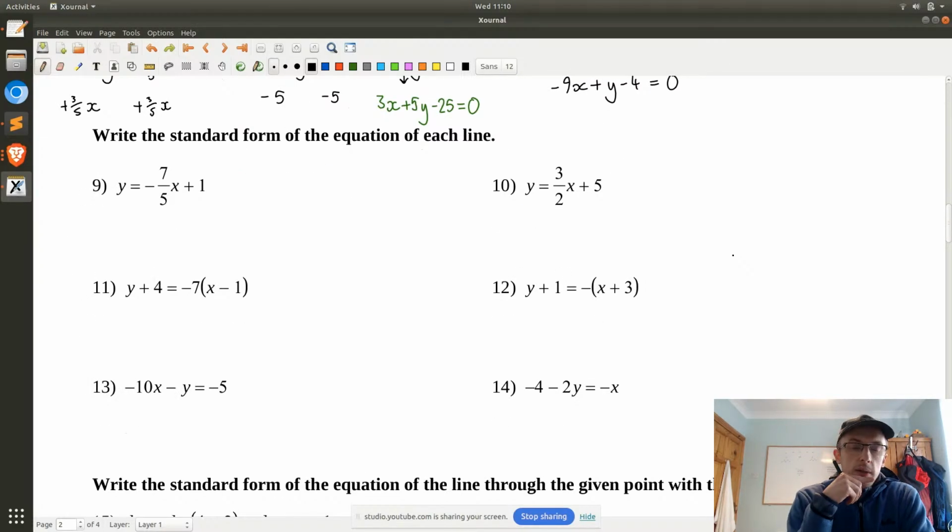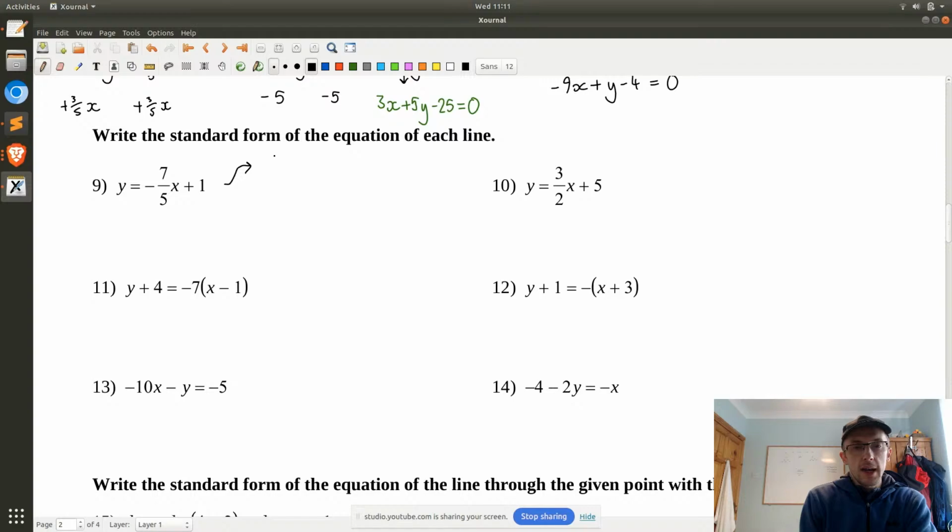Now you have to write the standard form of the equation of each line. Okay, so here they've basically given it to us in slope-intercept form, and then we are to transform it. So you want to get rid of these fractions. And the way to do that here is to multiply both sides by 5.